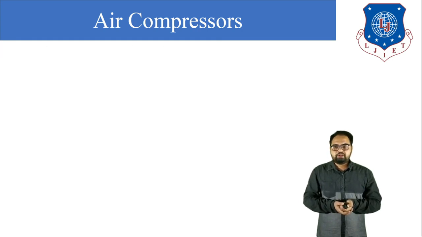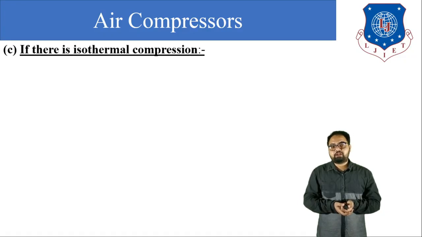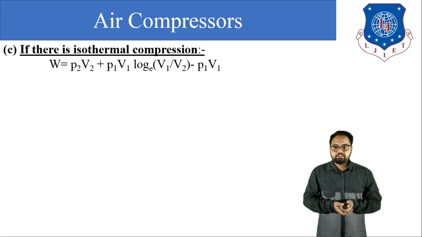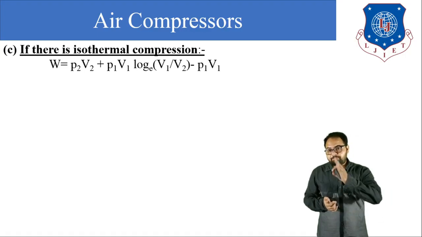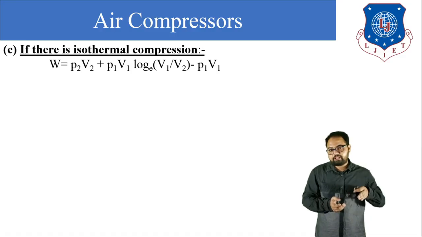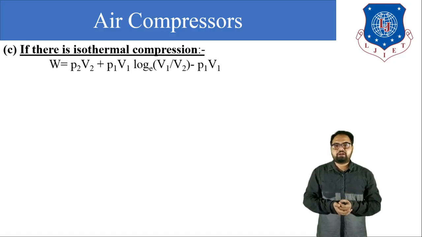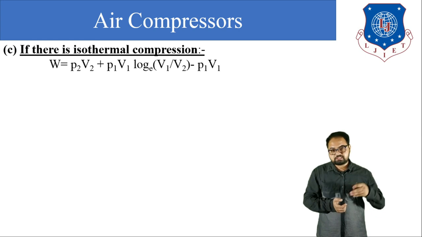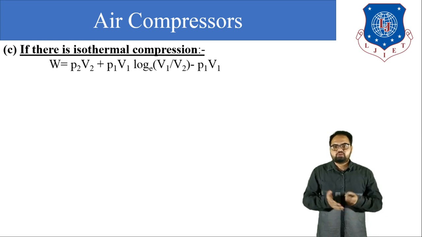Okay. Now if isothermal compression takes place between 1 to 2, then we will take W is equal to P2 V2 plus the work done during process 1 to 2, that is P1 V1 log V1 by V2 base e, because here in this case the compression of the air takes place. If expansion takes place, then we would reverse that volume ratio to V2 by V1, but here there is compression of the air. So we take P1 V1 log V1 by V2 base e minus the area under the curve 4 to 1, that is P1 V1.